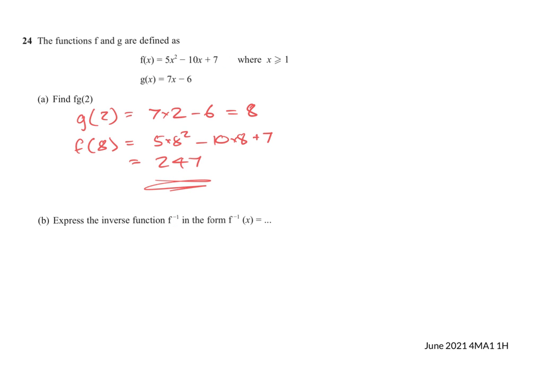Here's our function, but it's a quadratic. So we start as we did on the last one. Y equals 5x squared minus 10x plus 7. Now this won't factorize easily, and generally with these what you have is something that will lead into completing the square. So we have y equals 5 bracket x squared minus 2x, plus 7.